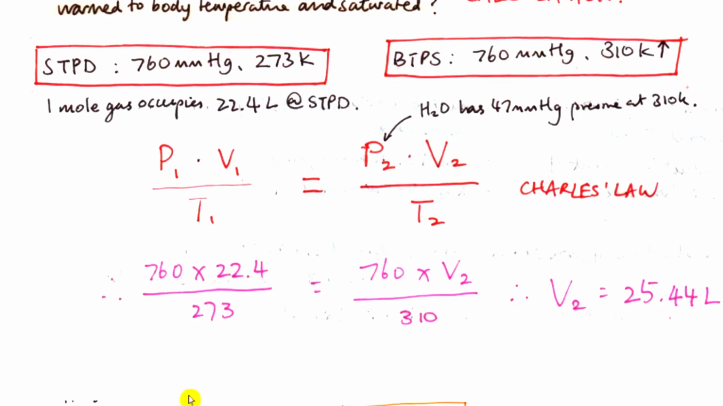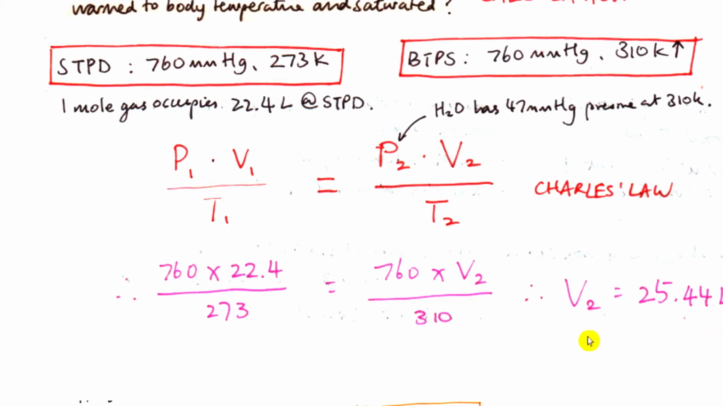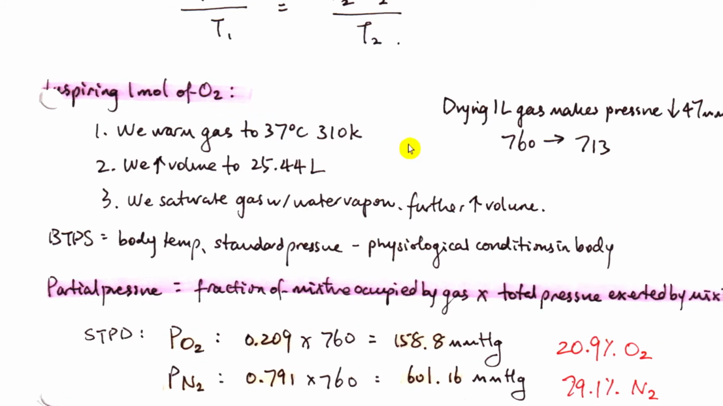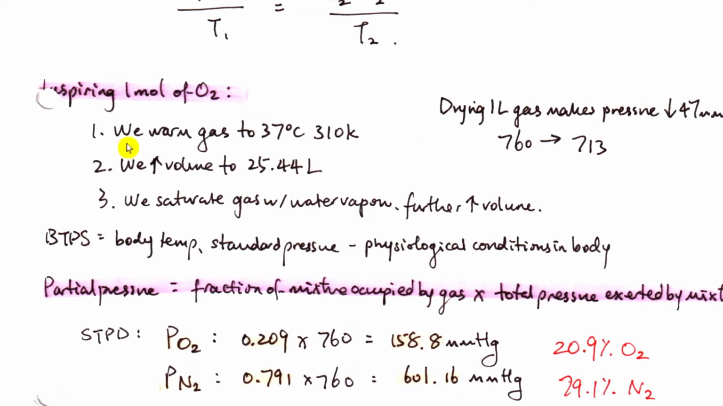So we've got this equation, and then if we rearrange it, we will get 760 times 22.4 times 310 divided by 273 times 760, cancel out those 760s. But anyway, if you do that on your calculator, you will get 25.44 litres is the new volume. Back to this, so what happens when we inspire 1 mole of oxygen? We've just demonstrated with that calculation that, firstly, if we warm the gas to 37 degrees or 310 Kelvin, which is body temperature, we will increase the volume to 25.44 litres.